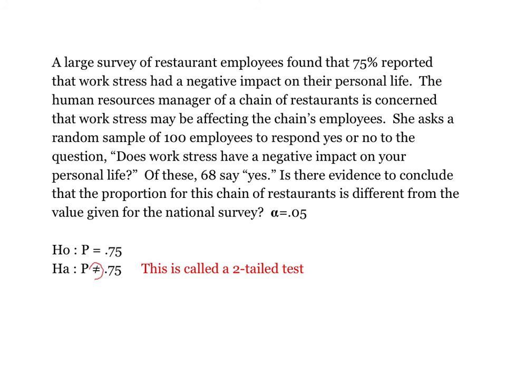Down here where that P would not be, where we'd say not equal to, I just want to show you what happens. So it says a large survey of restaurant employees found that 75% reported that work stress had a negative impact on their personal life. So a large survey, that's going to be their claim. Okay, that's going to be the null.